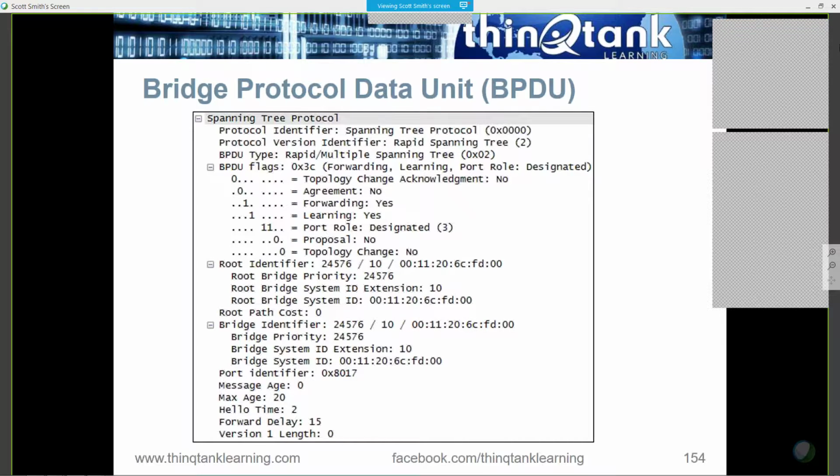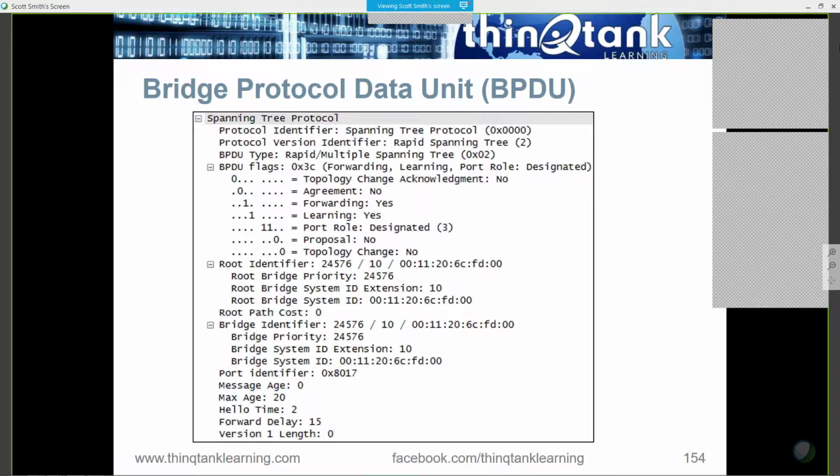Hello timer. I didn't talk about that, but that's how often BPDUs are sent out. Believe it or not, for every interface on a switch that's running spanning tree, BPDUs are sent out every 2 seconds. These are relatively benign frames. They're multicast frames, relatively small. So the fact that they go out every 2 seconds on every interface per VLAN, not a big deal.